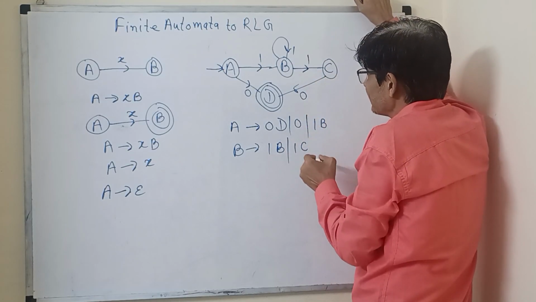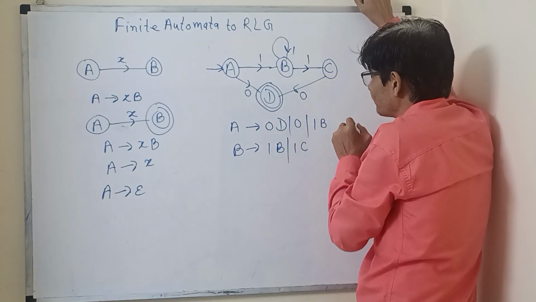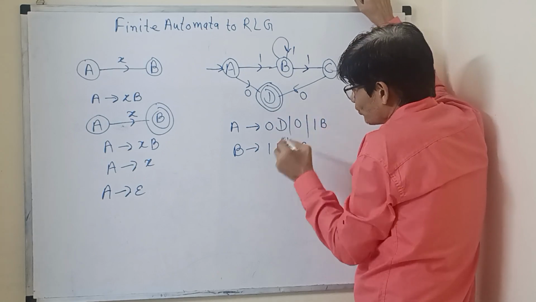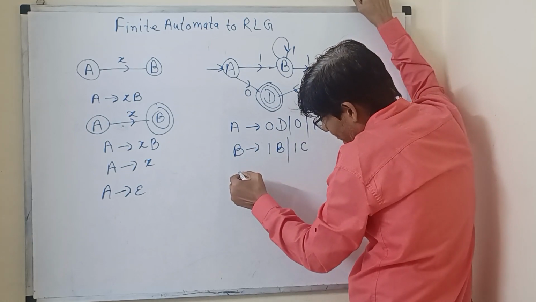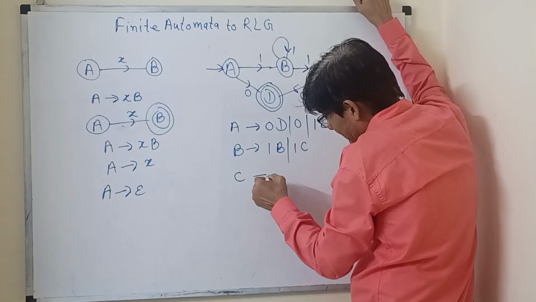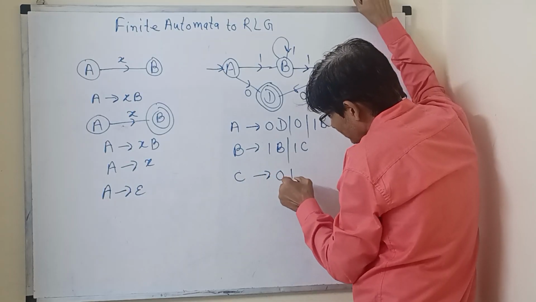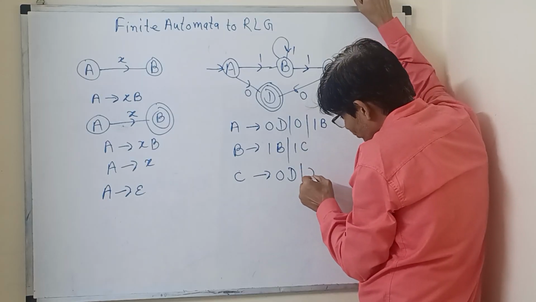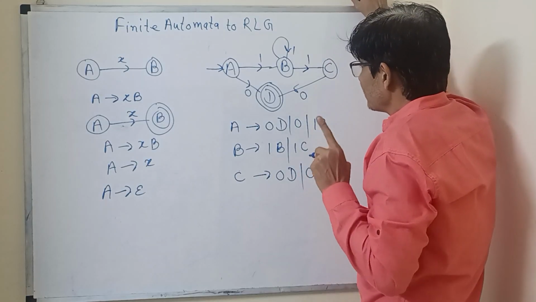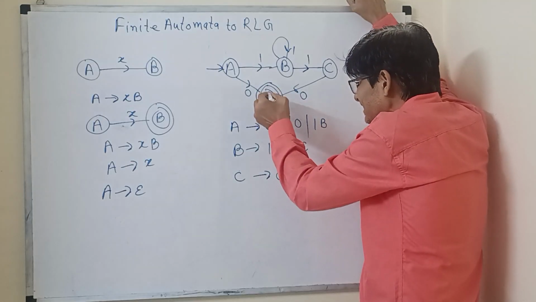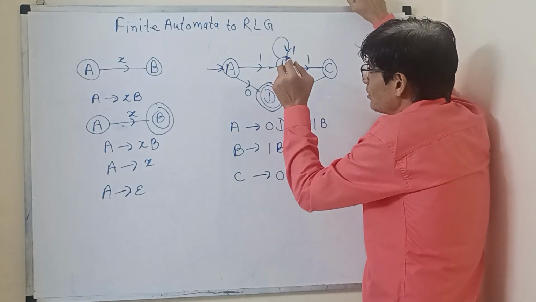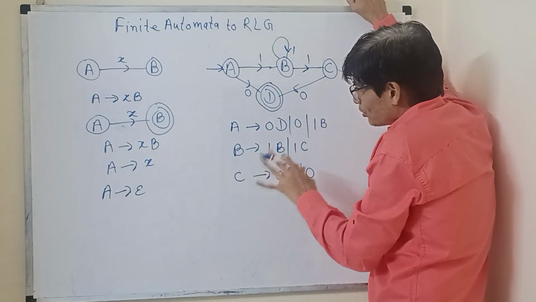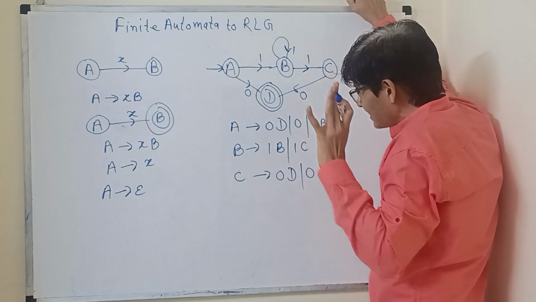Now on C, there is no transition of 1, but on C, if we are applying 0, we are moving to D. So for C, I can write 0D, and as it is a final state also, I can write 0 itself. Now on D, we have no outgoing transition for 0 or 1, so we will not write any production for D.